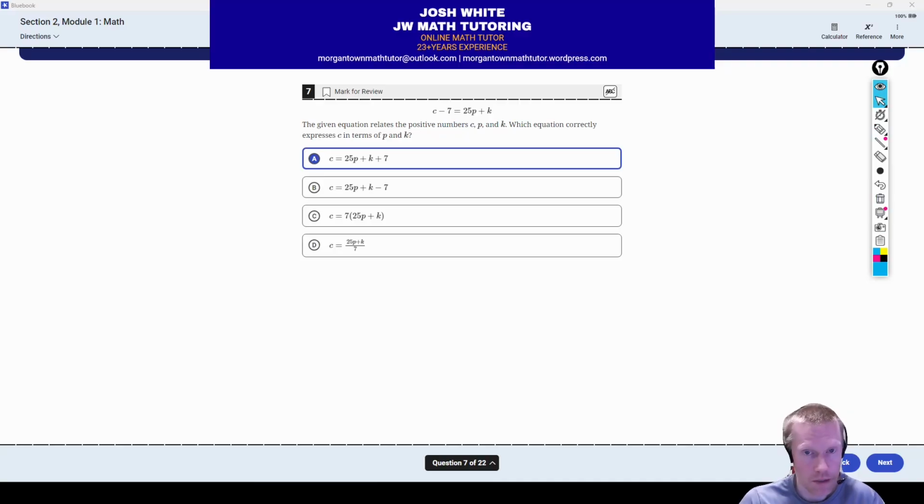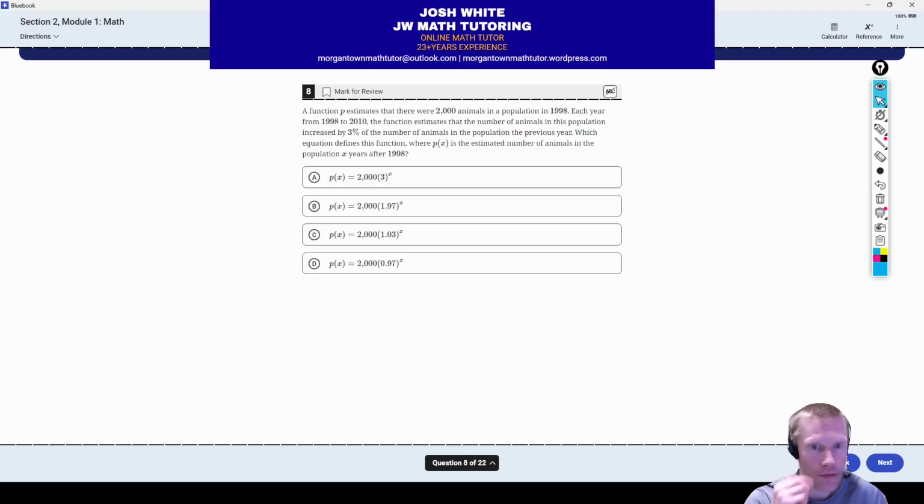I will tell you that with formula questions like these, you can also do picking numbers, where you pick values for p and k, and then you would calculate what c has to be, and then you would plug those in and see which answer choice gives the same value as what you get when you evaluate the original formula. But there's no need to do all that because it's literally just one step, just adding 7. On more advanced problems, I will go through that, but there's no reason to waste time doing that on a problem like this. All right, next up, question number 8.